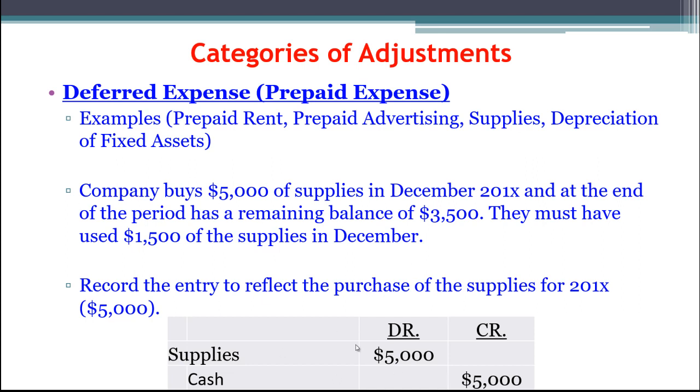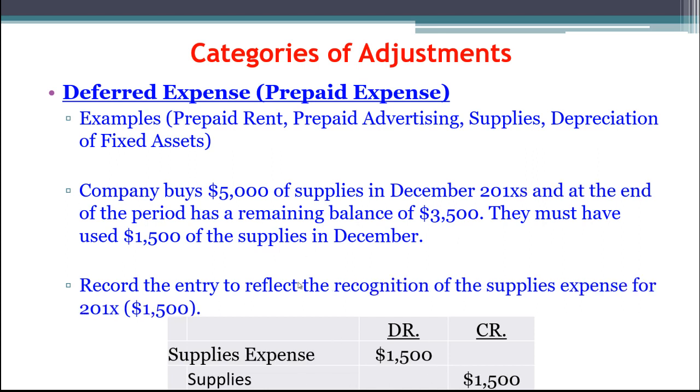So we're going to record that entry just to show the purchase of the supplies, debit to supplies to increase that asset, credit cash because we used it. But notice that that is not an adjusting entry. It has cash in it. This sets the stage for a later adjusting entry. The adjusting entry is going to be to show that we've used up $1,500 of those supplies. So we're debiting supplies expense to show that we're using supplies up. We're crediting the supplies asset to show that now they're gone. Crediting supplies asset decreases it.